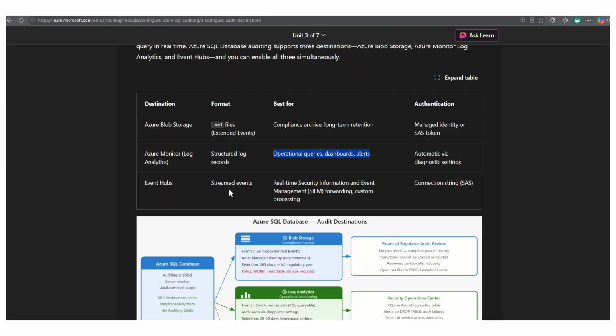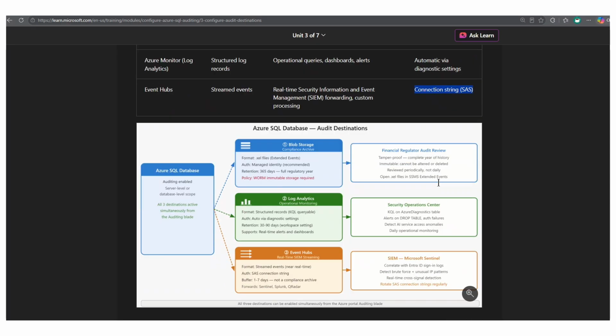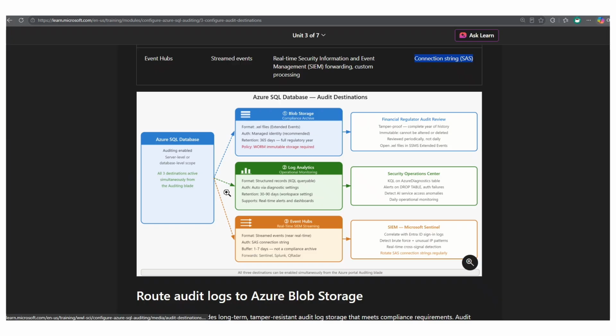And then Event Hubs: stream events, real-time security information and event management, or SIEM, forwarding again to others. Normally this would use a connection string because you need to connect to whatever solution you are streaming that to. You cannot use Entra here. Important to understand that. You could do the same thing at the Azure SQL server.